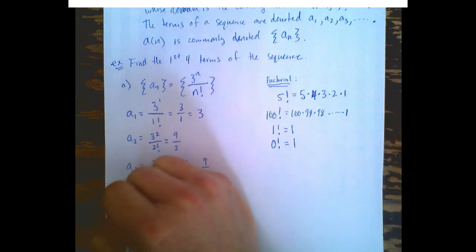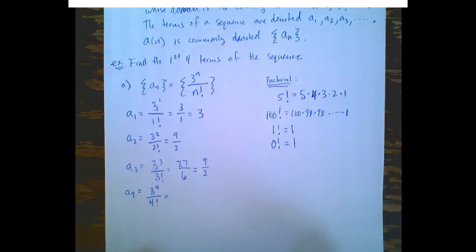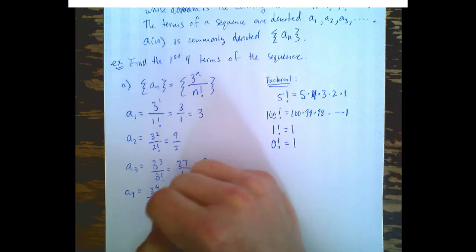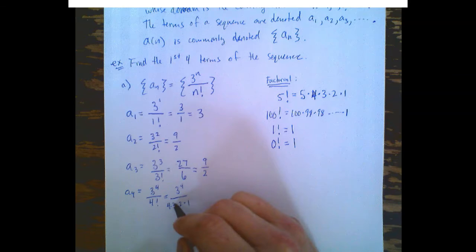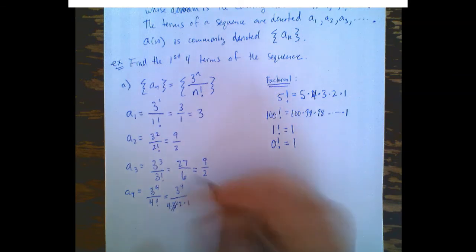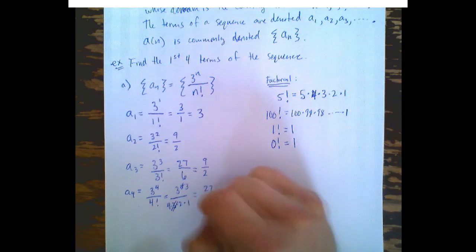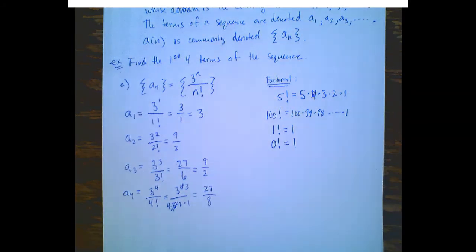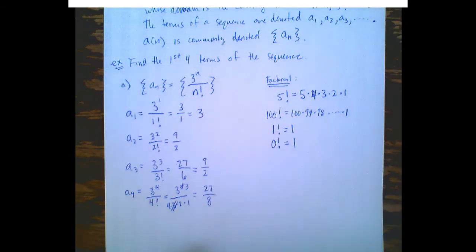And lastly, A4, that's 3 to the 4th over 4 factorial, which is 3 to the 4th over 4 times 3 times 2 times 1. So we can do a little cancellation before we actually multiply. That 3 is going to cancel one of those. So we get 27 over 4 times 2 times 1, which is 8. So the first 4 terms of this sequence are 3, 9 halves, 9 halves, and 27 eighths.